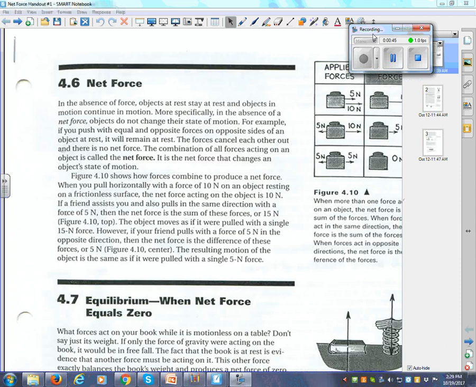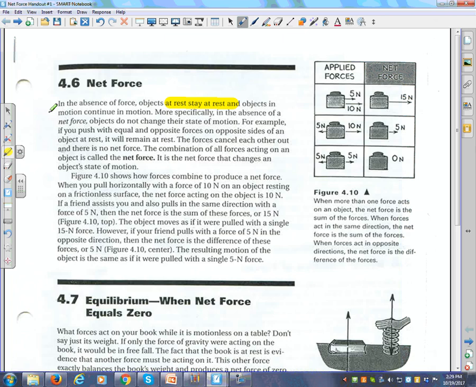In the absence of force, objects stay at rest, and objects continue motion. That's Newton's law, right? Objects at rest stay at rest. Objects in motion stay in motion. More specifically, in the absence of a net force, objects do not change their state of motion.